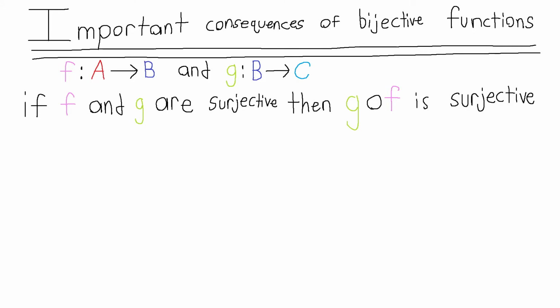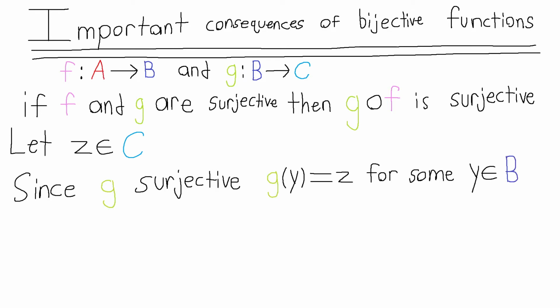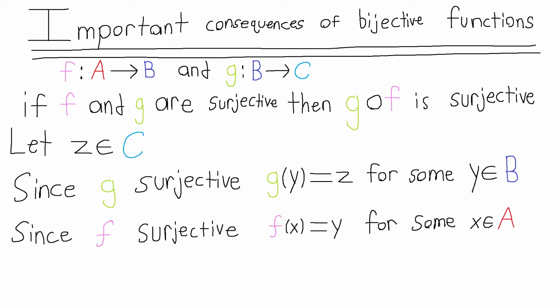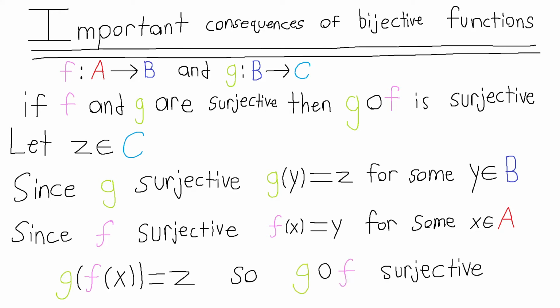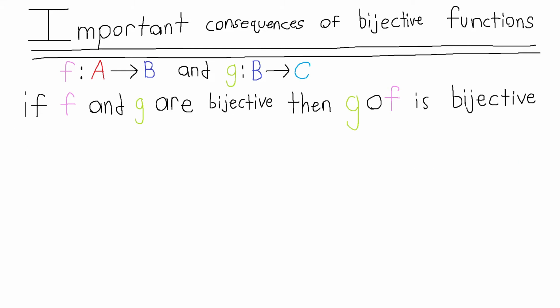Next, we're going to show that if f and g are surjective, then g of f is also surjective. Let z be an element of C. Since g is surjective, we have that g of y equals z for some y that's an element of B. And since f is surjective, then we have that f of x equals y for some x that's an element of A. Thus, we found an element x such that g of f of x equals z, so we see that g of f is surjective. Combining all of this, we conclude that if f and g are bijective, then g of f is also bijective.